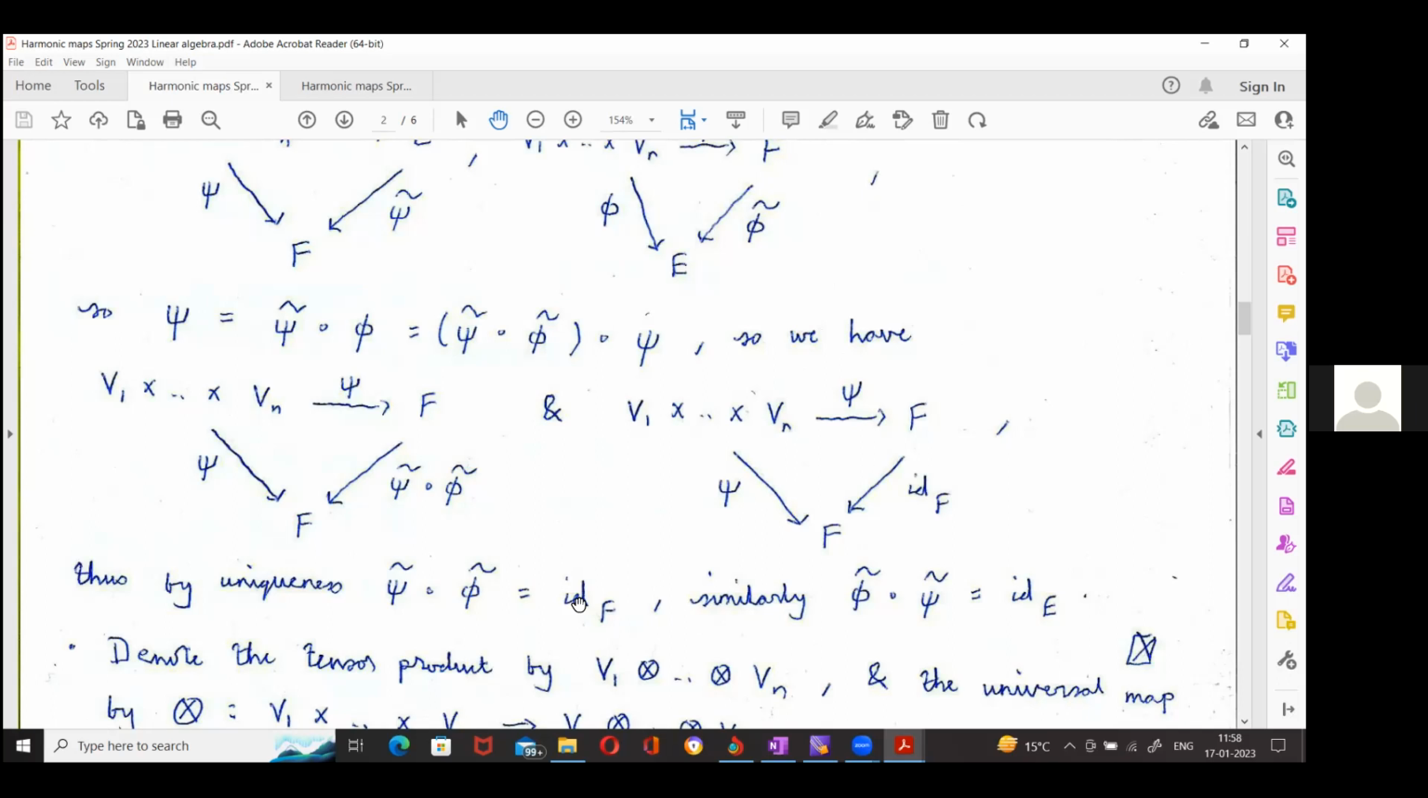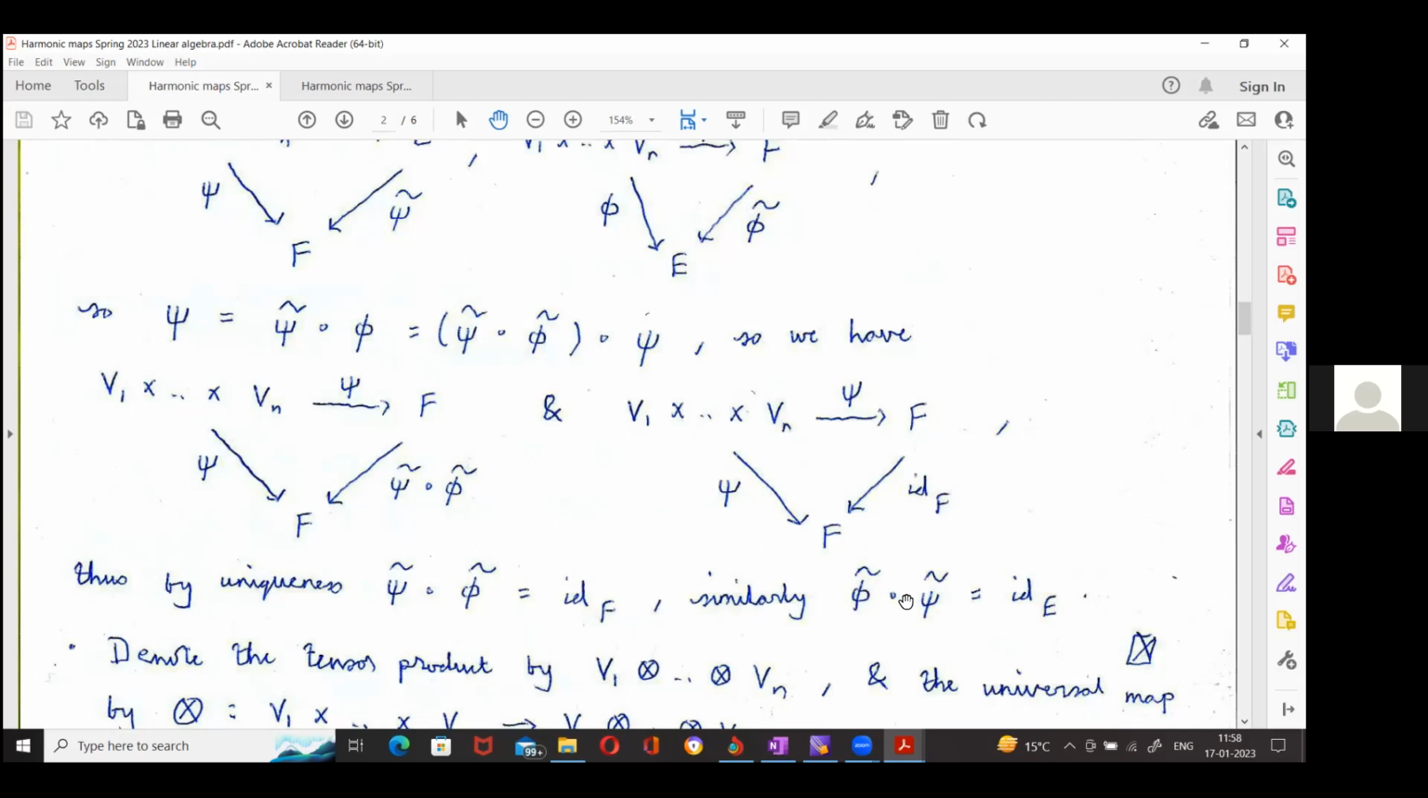Is this clear? This is by the uniqueness in the universal property. And similarly, you can show that φ tilde composed with ψ tilde is the identity map of E. So therefore, these two are inverses of each other. So they are isomorphisms.